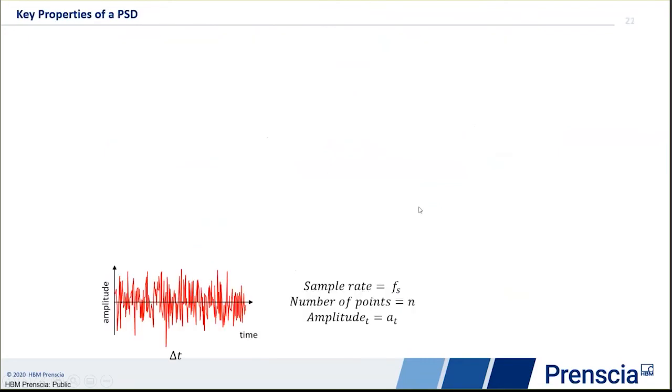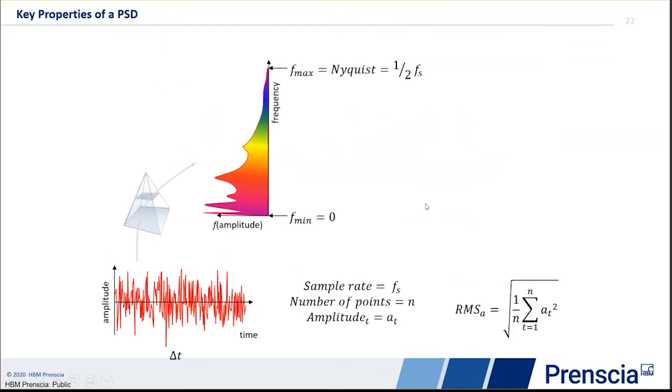So when we are talking about the PSD, there are certain key properties. You can see here the root mean square is that particular equation, the sample rate is fs, the number of data points of the time signal, and the amplitude. So delta t is the time frame of our interest.